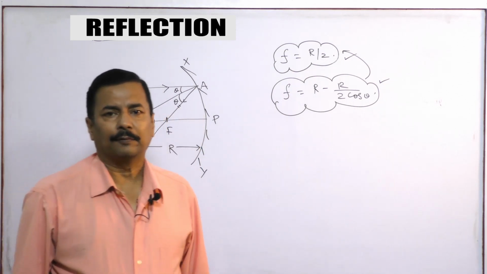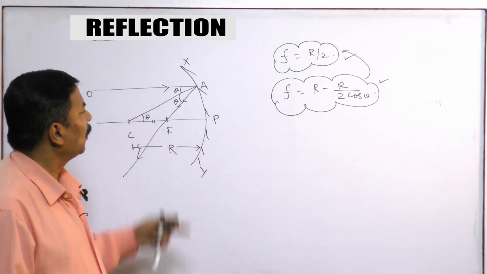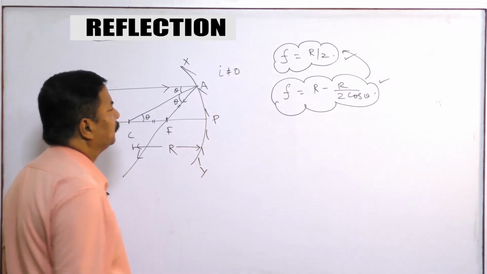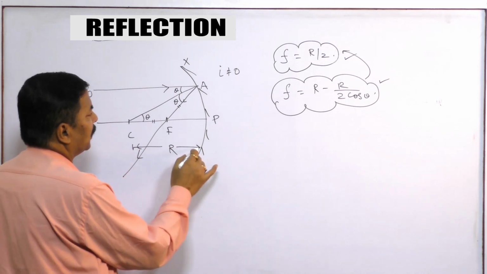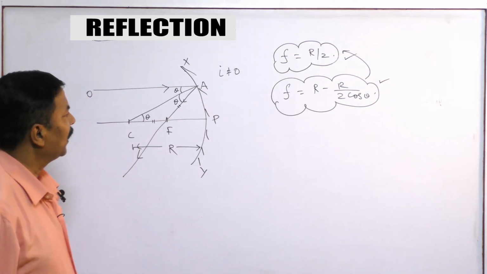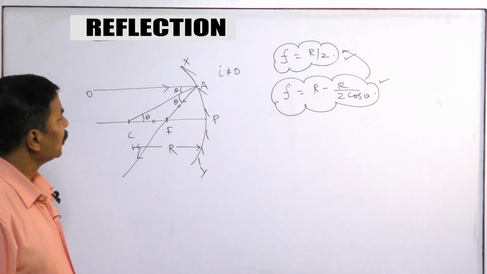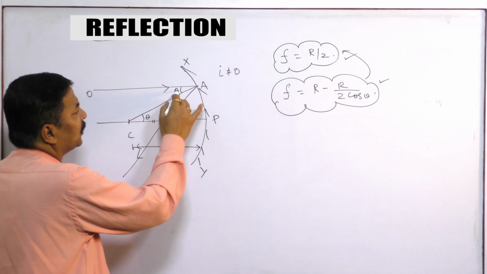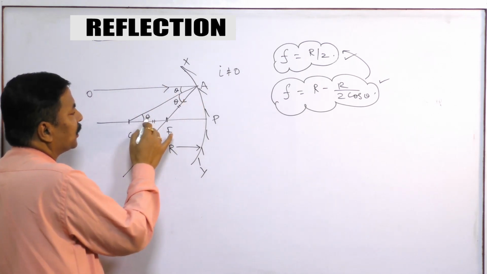Now see carefully. This is a mirror of large aperture where the angle of incidence I is not equal to 0. When I is not equal to 0, this distance is your radius of curvature, mirror is XPY, OA is the incident ray, angle theta is not equal to 0. In this situation, this is the angle of incidence, so this is the angle of reflection, so this is theta, so this is also theta. As this is parallel to the principal axis, this angle is theta, so this angle is also theta.